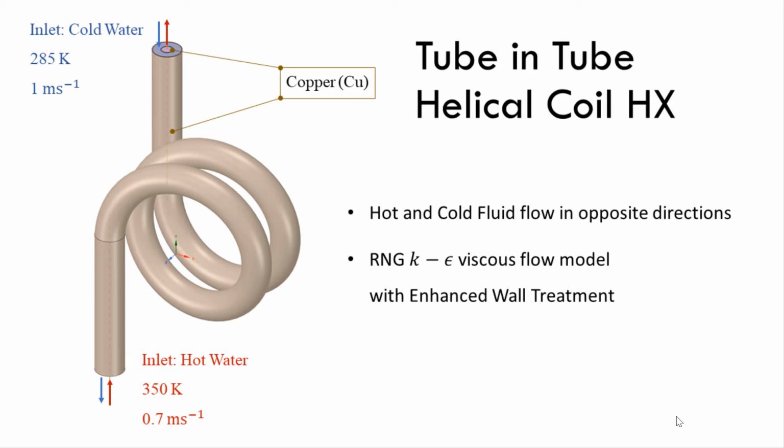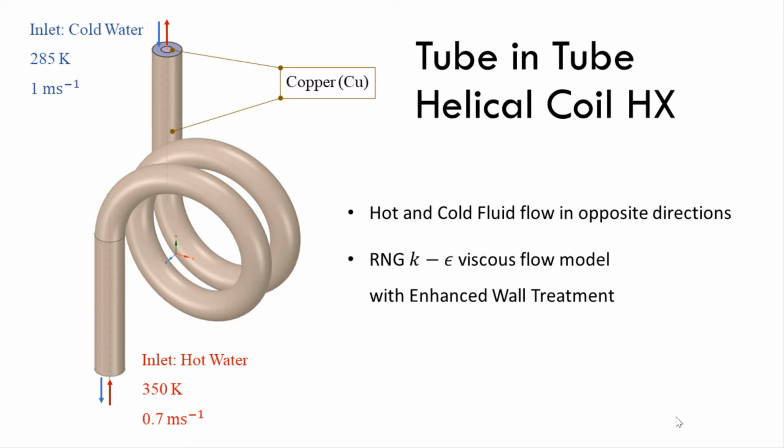Hello everyone. This tutorial is about the simulation of a tube-in-tube helical coil heat exchanger. The double tube heat exchanger is made of copper, in which hot and cold water flow in opposite directions. The cold water flows in the outer tube while the hot water flows in the inner tube. The operating condition is at standard pressure, 101,300 Pascal for all, whereas the inlet temperatures are 285 Kelvin and 350 Kelvin for cold and hot fluid respectively.